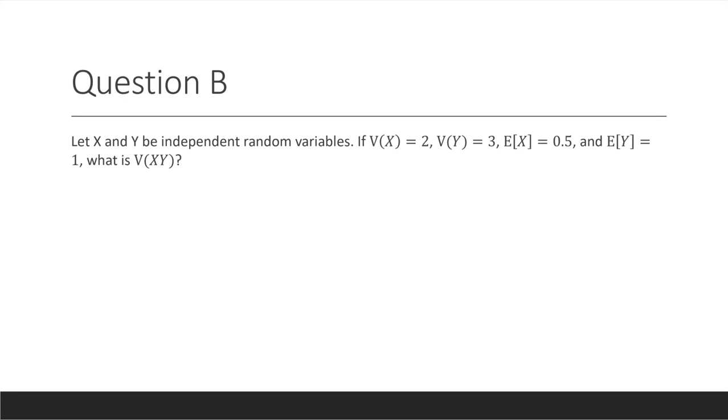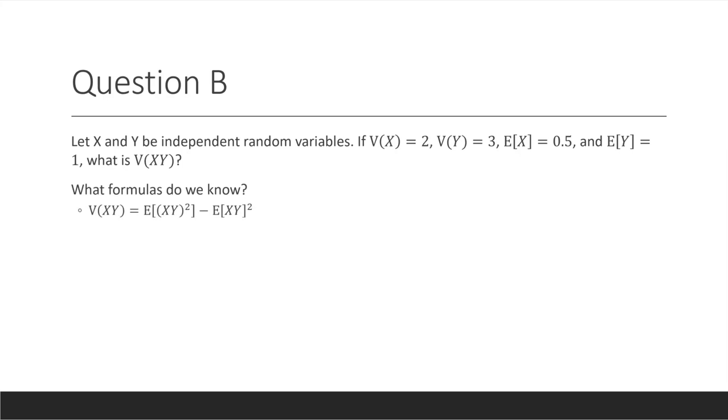Let x and y be independent random variables. If the variance of x is 2, the variance of y is 3, the expected value of x is 0.5, and the expected value of y is 1, what is the variance of x times y? Well, what formulas do we know?